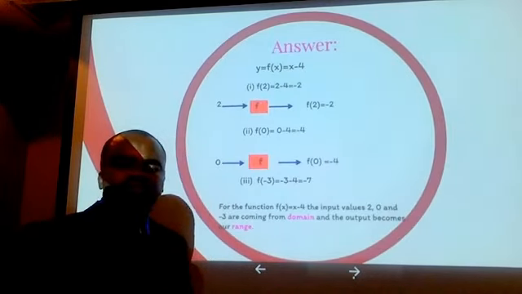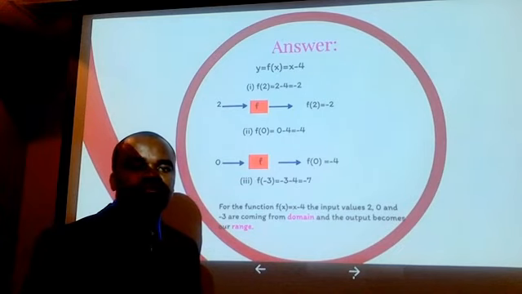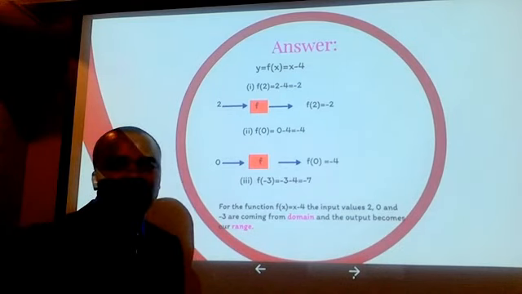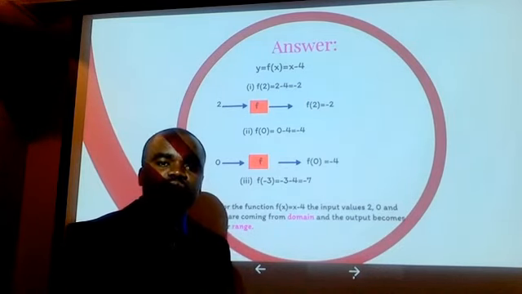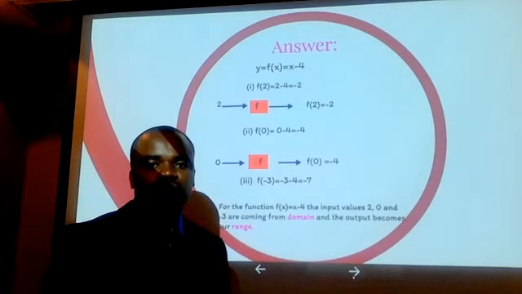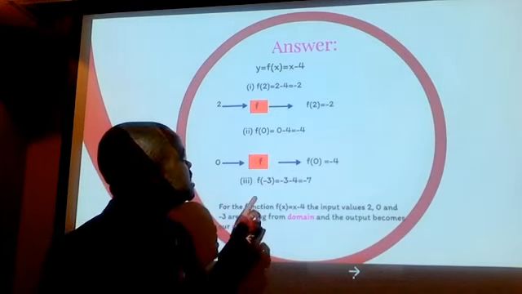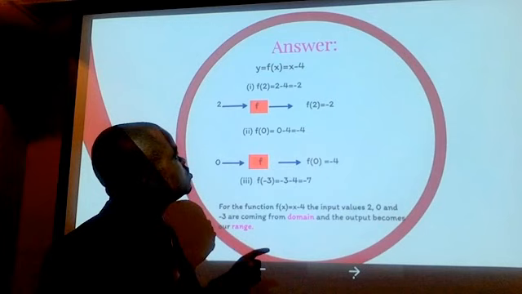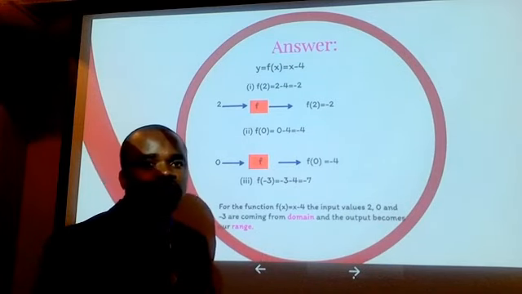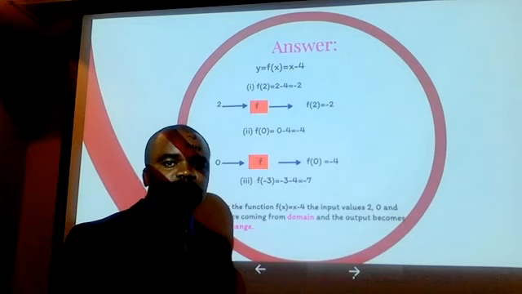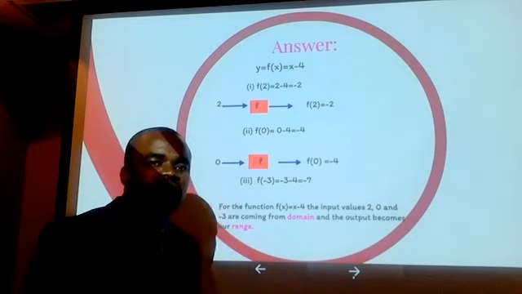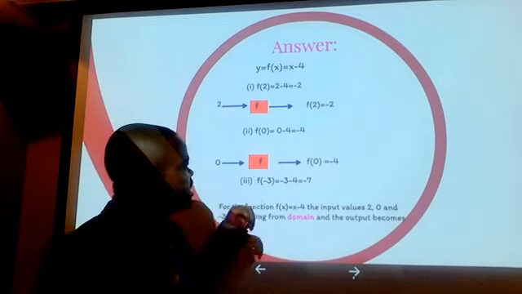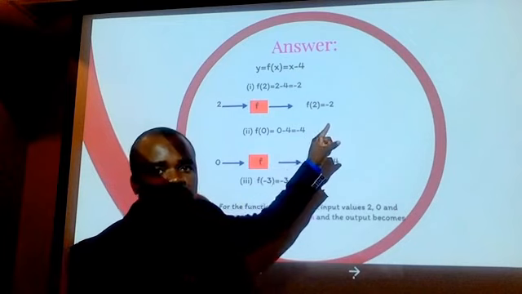The solution to that example is as follows. For f of 2, our x is equal to 2. Wherever there is x in our function, we replace it by 2, so that we have 2 minus 4. Then our answer is minus 2. By use of a diagram, our input value is 2 going to our function, then the output from that function is minus 2.